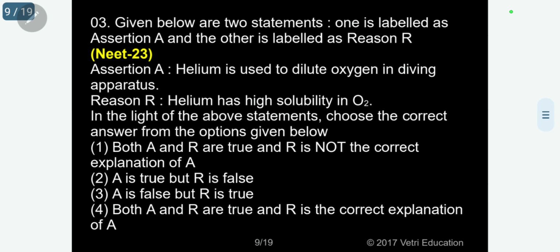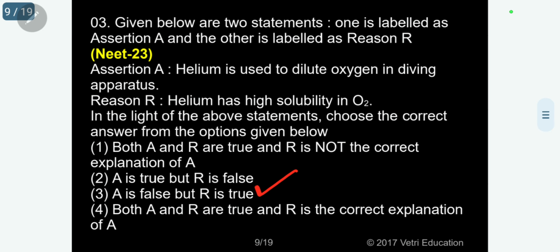So if you carefully go into these assertion and reason questions, then you can select the correct answer, which may be 3. That is, A is false: helium is used to dilute oxygen is false. But R is true: helium has high solubility in oxygen. So that may be the reason. Let me explain some information for you.